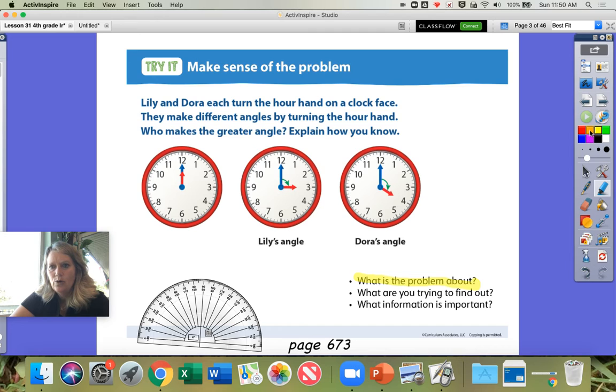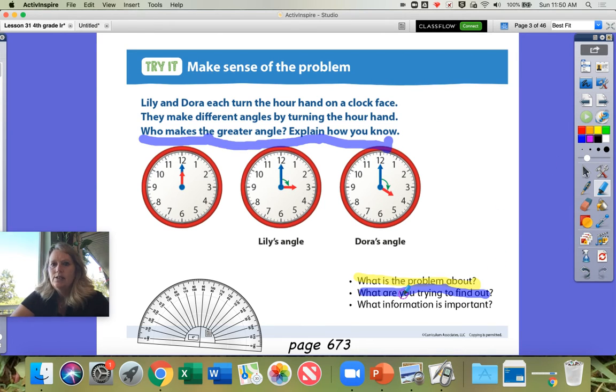Second read, we're going to answer the question, what are we trying to find out? Lily and Dora each turn the hour hand on a clock face. They make different angles by turning the hour hand. Who makes the greater angle? Explain how you know. So what are we trying to find out? Who makes the greater angle? And then, of course, we want to add proof because that's how we roll.